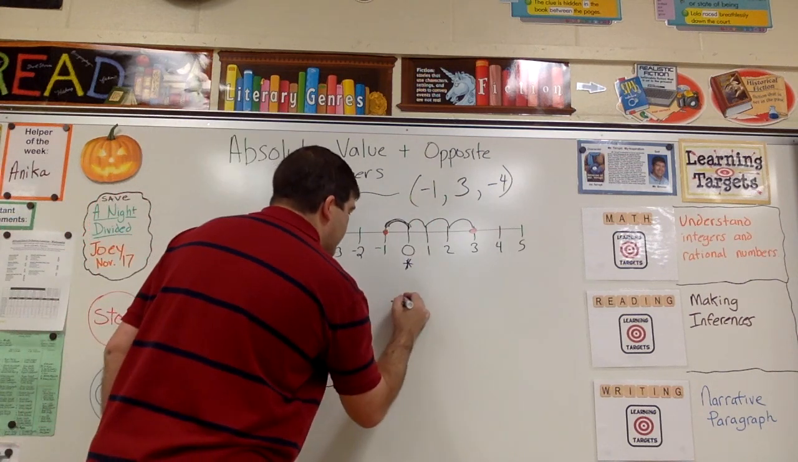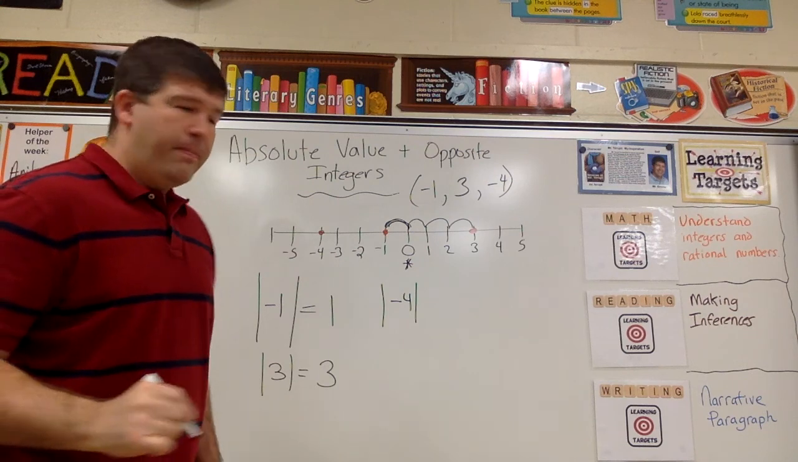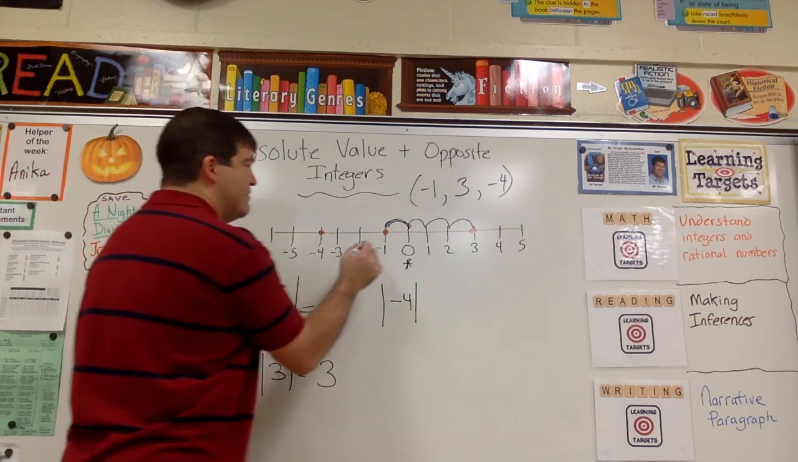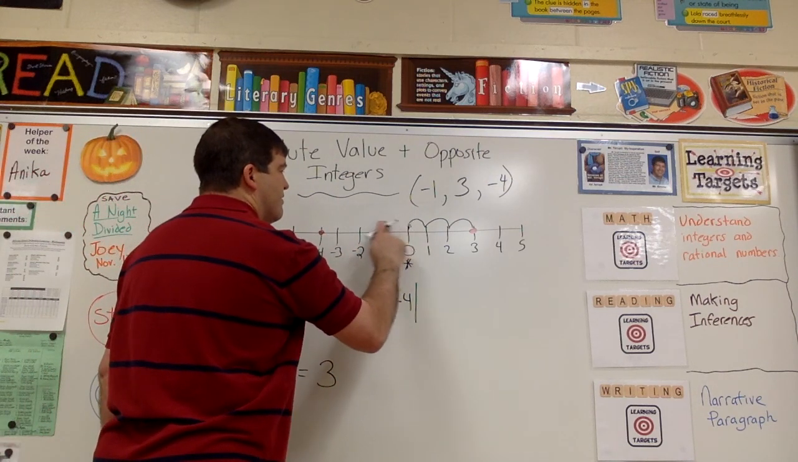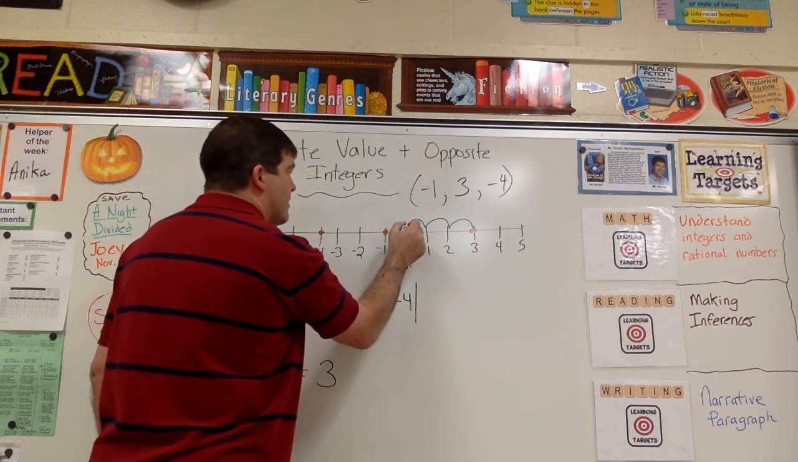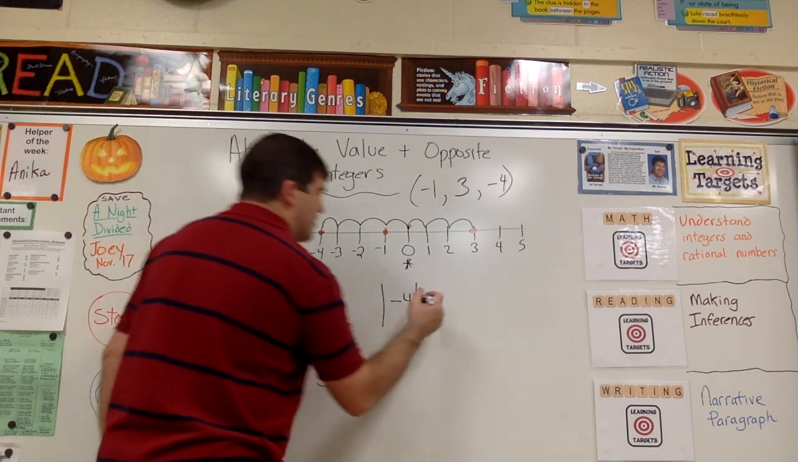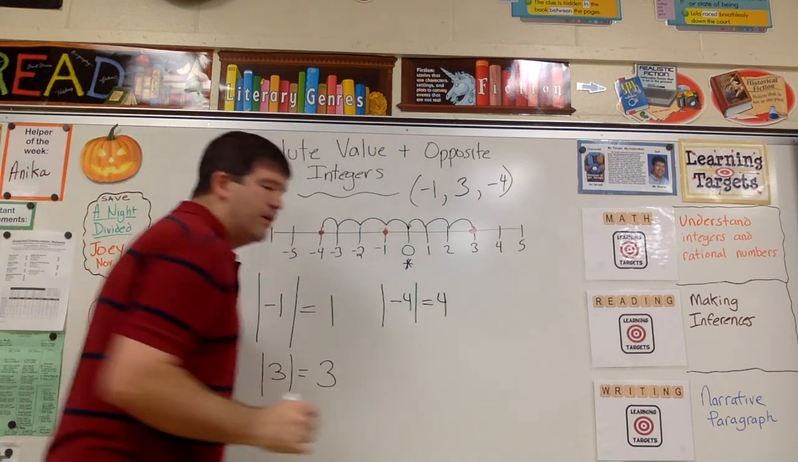Let's do -4. -4, looking for the absolute value. It's right here. So now I start from 0. I'm going to get rid of this when I'm done with this. I'm going to start from 0. You always want to start from 0. And I go 1, 2, 3, 4. Okay? So the absolute value of -4 is 4.